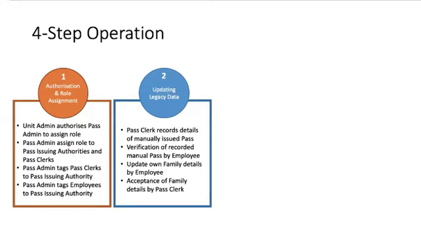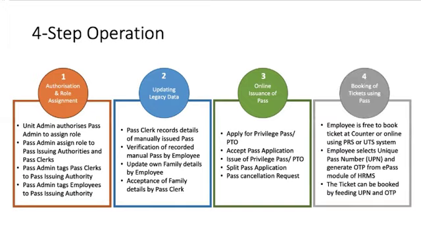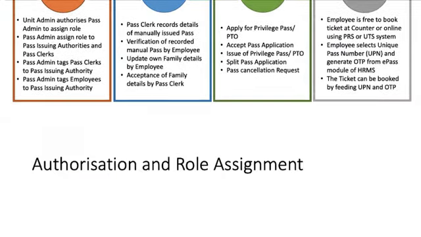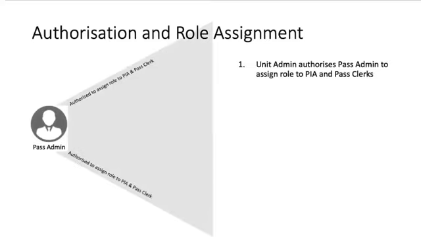Then we have updation of legacy data, two type of data. One is about pass taken in the year manually, and second is about the family members. Then we have issuance of pass actual, where you apply for a pass and you get your pass issued, and finally the ticketing. So going in a bit of detail, first step is authorization and role assignment.